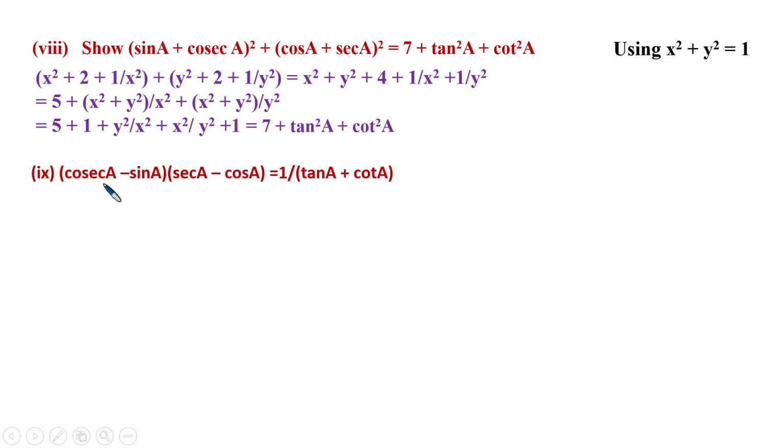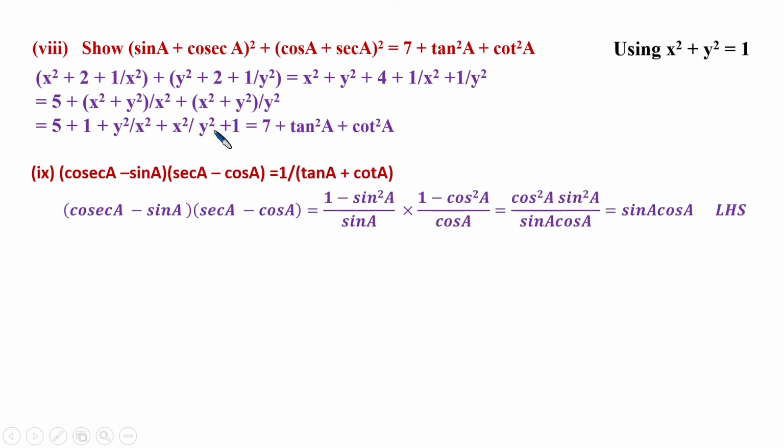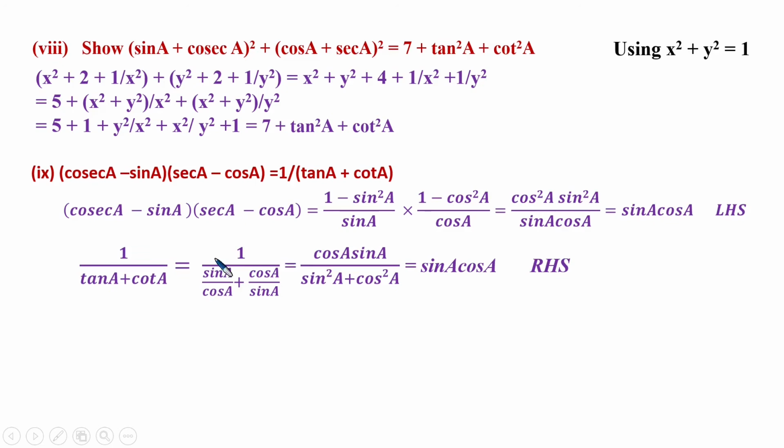Now question 9: cosec A minus sine A, this is the expression given, show that this expression is equal to this. Again, sometimes I will use substitution, but if I'm not confident I will use this. So cosec A minus sine A is nothing but 1 by sine A minus sine A, so it is 1 minus sine square A, and the denominator is sine A. Just simplify this, you get sine A into cos A, this is the left hand side. I take the right hand side, again simplify, and I get sine A into cos A.